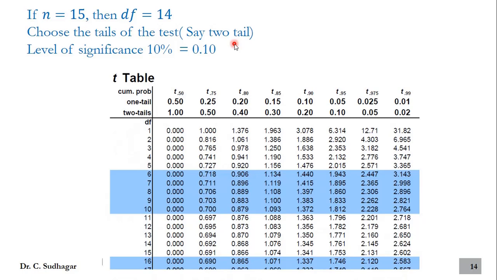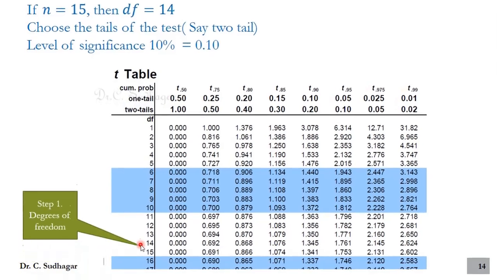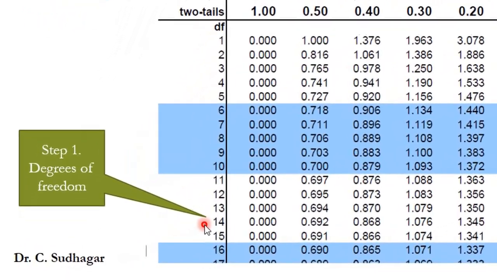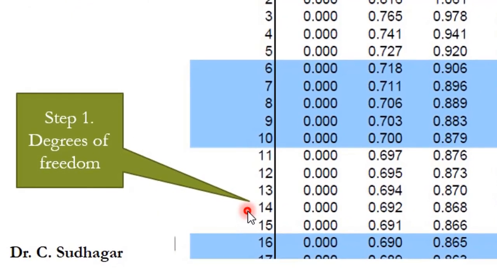Now let us see how to use the t-table. This is part of the t-table, and I am explaining how to use it. You should know the size of the sample. The size of the sample is 15. From the size of the sample, we calculate degrees of freedom. For a t-test, degrees of freedom is n minus 1. So 15 gives 14. The degrees of freedom are represented in this table on the left hand side. So first you take where you get 14 in the left margin. Here the 14 is coming.